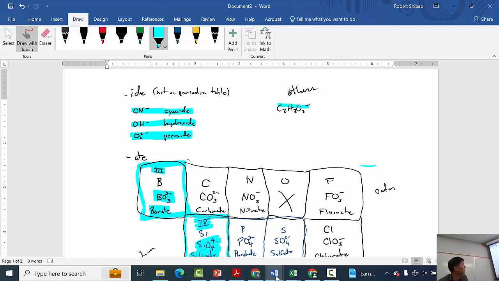Acetate. The thing about acetate is this is one way it's written. There's another way that acetate's written, like this: CH3COO minus. So these are two common ways that we write acetate. The reason they write it like this is because it tells us more information about the structure.